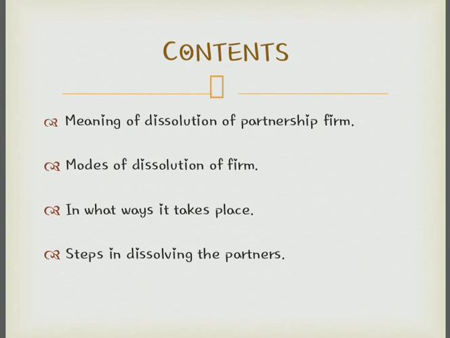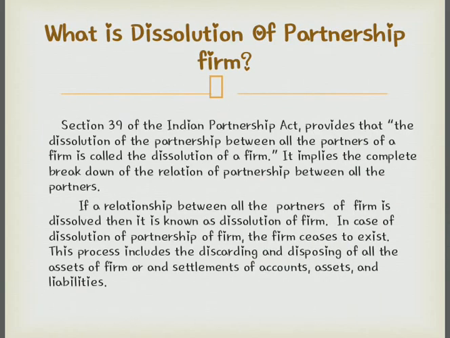So let us have a brief introduction about dissolution of partnership, the meaning of dissolution of partnership firm, the modes of dissolution of firm and in what ways it takes place, and steps in dissolving the partnership. So let us know the meaning of the dissolution of partnership firm. Section 39 of the Indian Partnership Act provides that the dissolution of partnership between all the partners of a firm is called the dissolution of a firm.